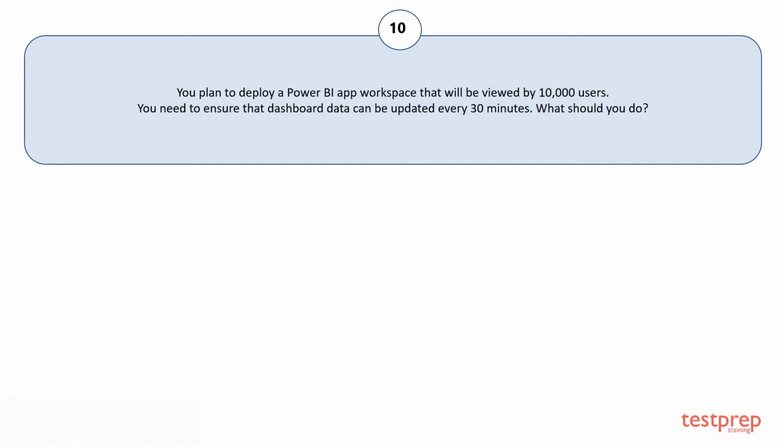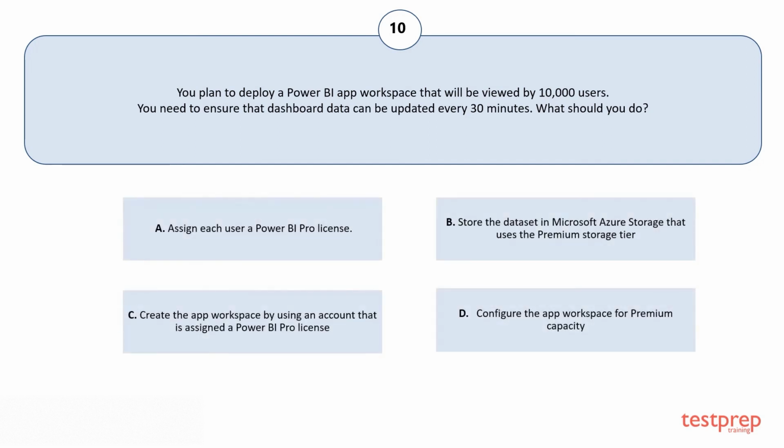Your options are: A. Assign each user a Power BI Pro license. B. Store the dataset in Microsoft Azure Storage that uses the premium storage tier. C. Create the app workspace by using an account that is assigned a Power BI Pro license. D. Configure the app workspace for premium capacity. The correct answer is option D.